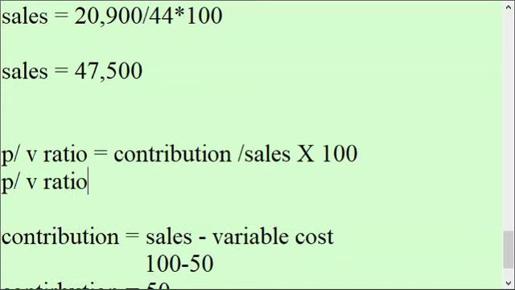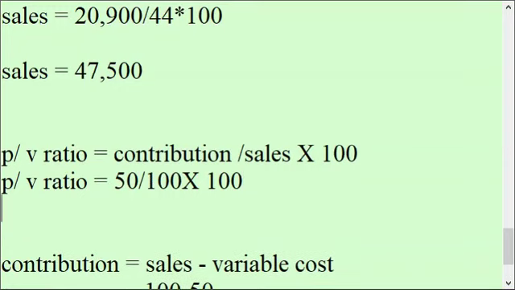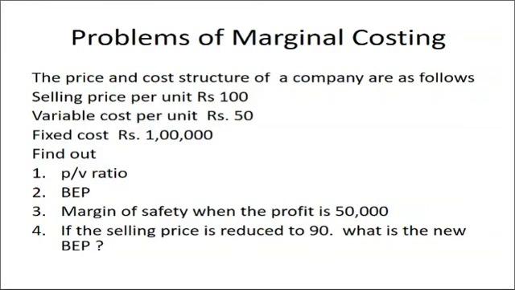Now PV ratio is equal to contribution, 50, divided by 100 into 100. So the answer will be 50. So the PV ratio is equal to 50%.